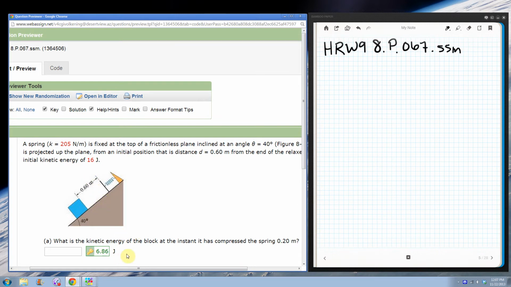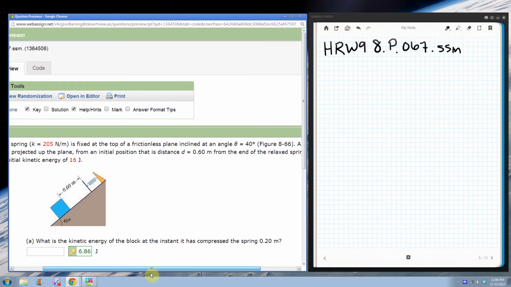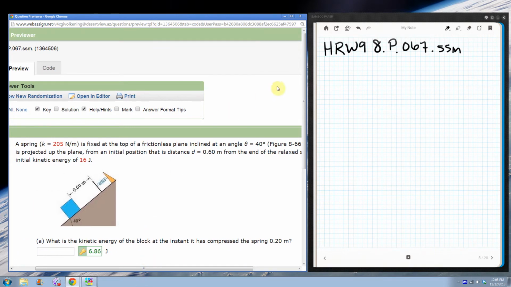Okay, we want to know the kinetic energy of the block at the instant it has compressed the spring 0.2 meters. Alright, this is a conservation of energy problem. I know that whatever total energy I have, I got to keep that same number. So let's figure out when the block starts what its initial total energy was.